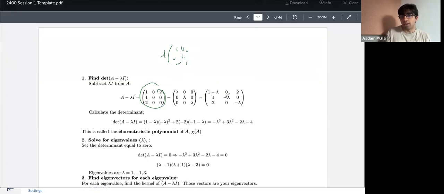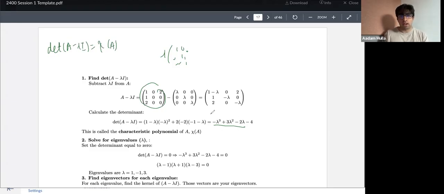You guys, we didn't even go over how to do determinants, but you would expand about one row, right? You would do 1 minus lambda times the determinant of this, plus 0 times this, and then plus 2 times that. Hopefully you know how to find the determinant, and you get this, okay? This is also commonly called the characteristic polynomial. So the determinant of A minus lambda I is usually called the characteristic polynomial of A. It's a function of lambda.